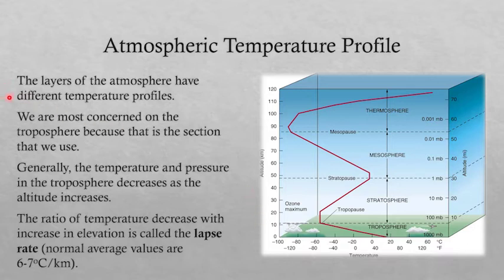The layers of the atmosphere have different temperature profiles. As you can see in this figure here, we have the different layers of the atmosphere: troposphere, stratosphere, mesosphere, and thermosphere. Of course, regarding air pollution, we are most concerned with the troposphere because this is the section that we largely use. The air that we breathe comes from the troposphere, and the pollution that we release also largely stays in the troposphere. Generally, the temperature and pressure in the troposphere decrease as the altitude increases.